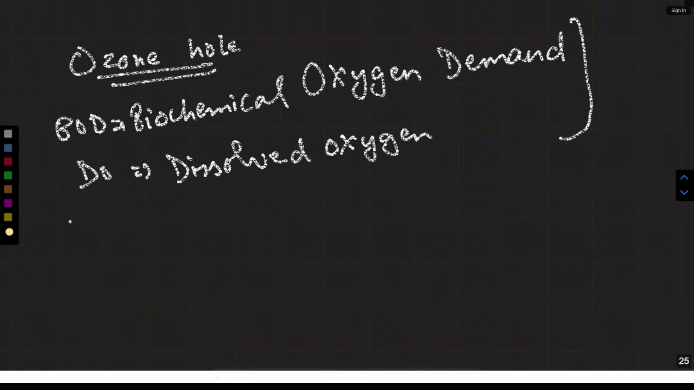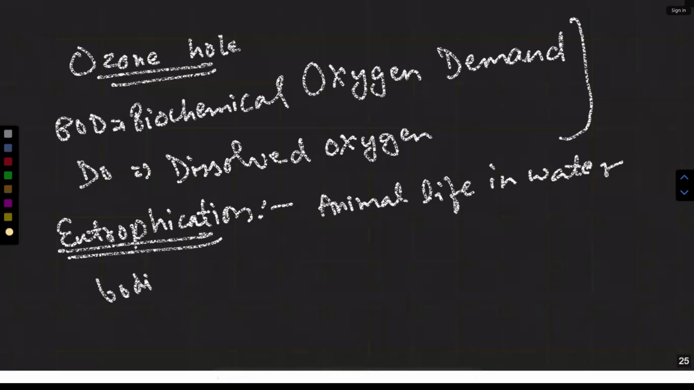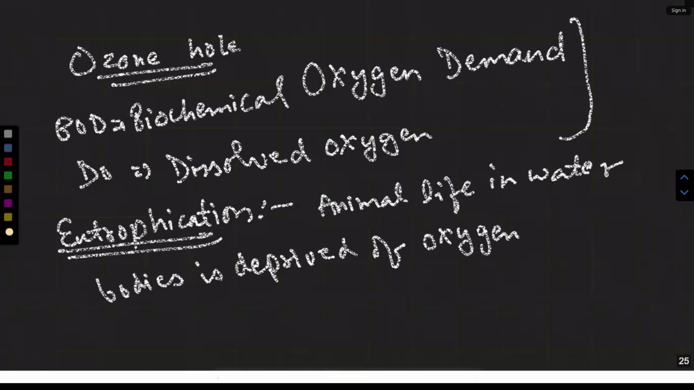Now there is a process which is called eutrophication. So in this eutrophication, animal life in water bodies like fishes is deprived of oxygen. So if there is a lack of oxygen, they will not be able to respire, and if they will not be able to respire, then they will die. So this phenomenon is known as eutrophication. Again, an important topic which can be asked.